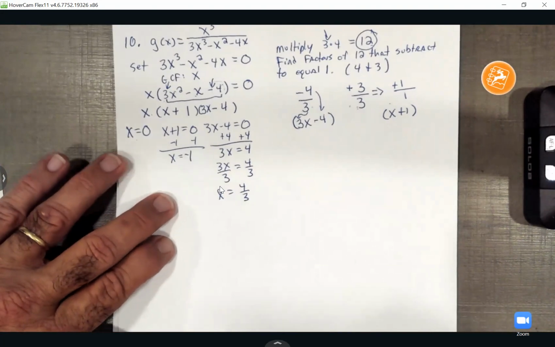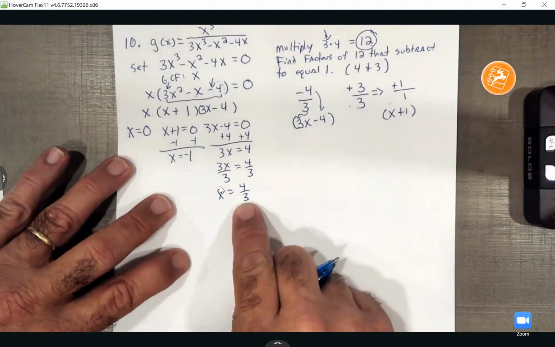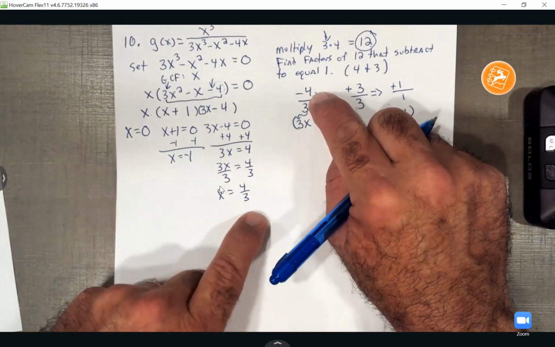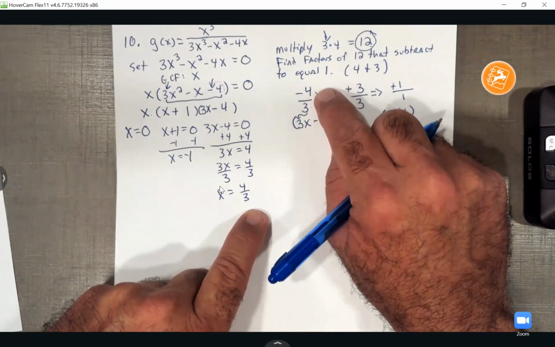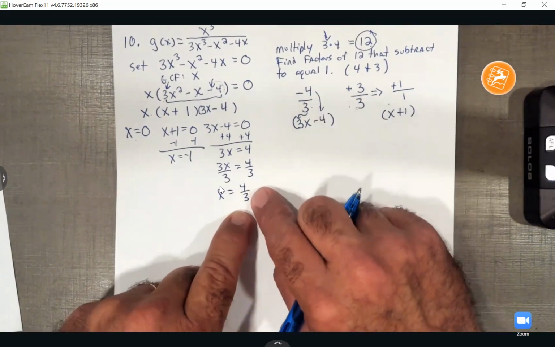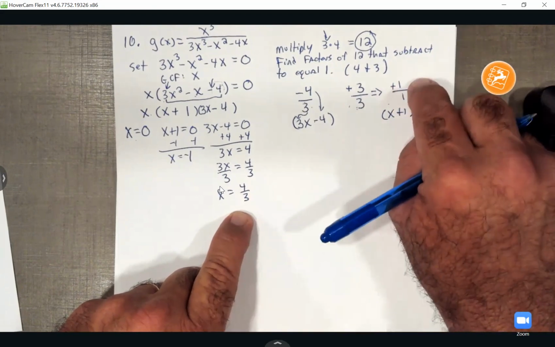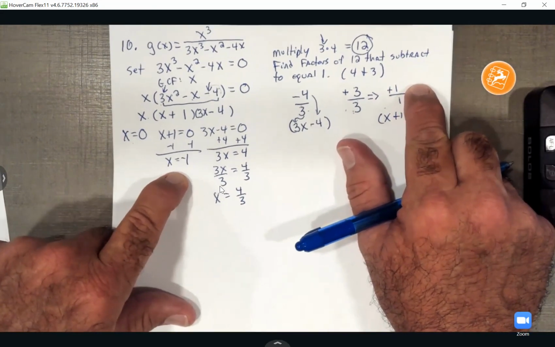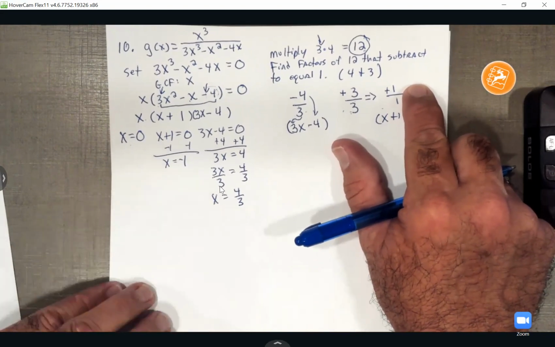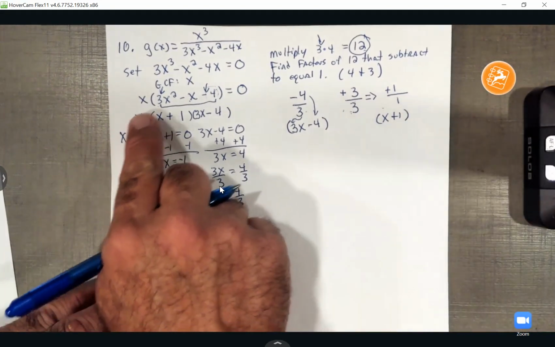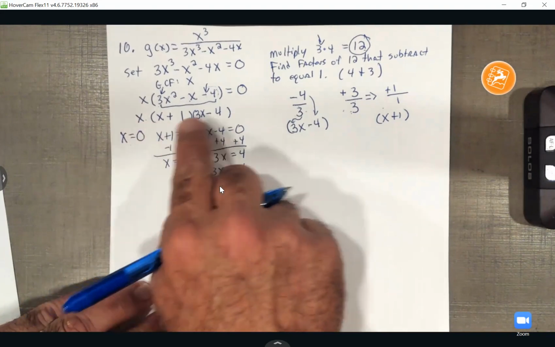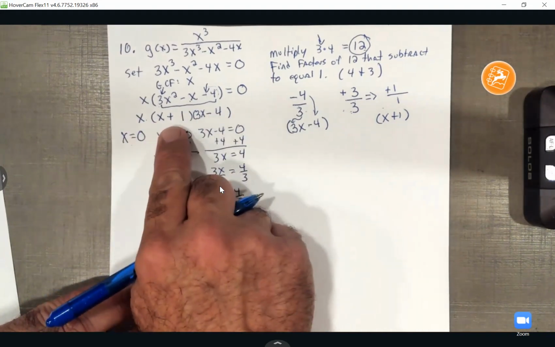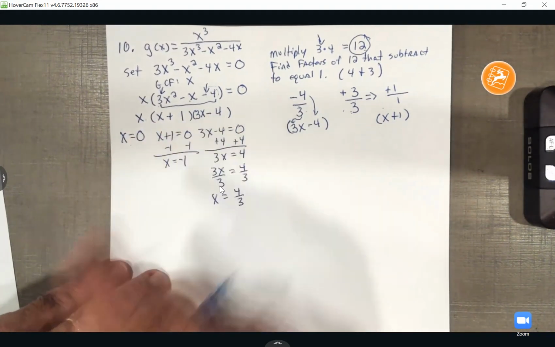So let me ask y'all this. Now notice, the answer is opposite in sign than this fraction was right here. My fraction was a negative 4/3. My answer was a positive 4/3. This fraction turned into a positive 1. The answer was a negative 1. So let me ask you this. Did any of these 3 factors cancel? I've got an x plus 1, and 3x minus 4.